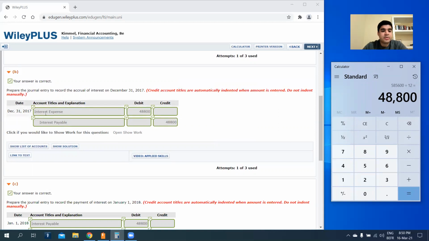Now that you have this amount, you're going to open your books and record interest expense. It's an expense by the end of the year, and record the liability of interest payable. Okay, so you're going to debit interest expense and credit interest payable by this amount.